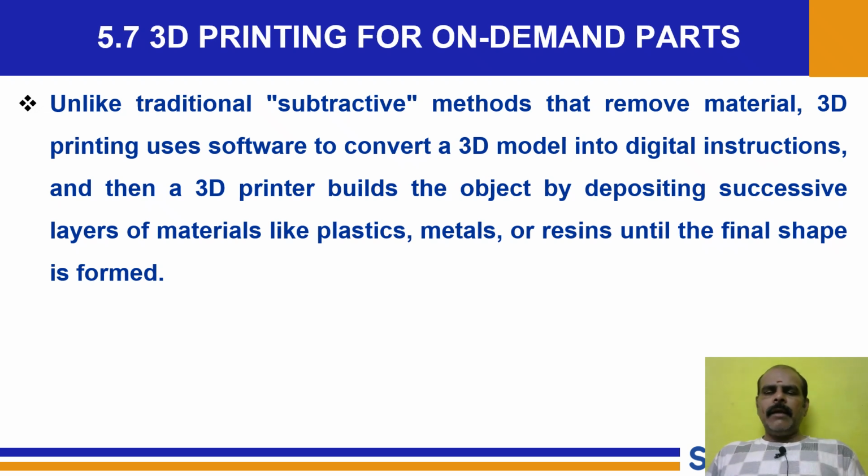Now, what sort of materials can 3D printing handle? It can handle plastics in solid form, maybe filament form, or resins, as well as metals. So metals can also be 3D printed. A variety of methods are available, so whatever shape we want to have, we can go ahead with that.